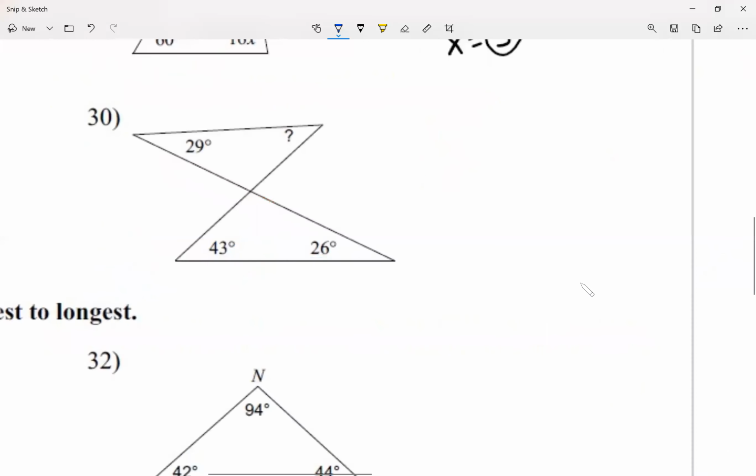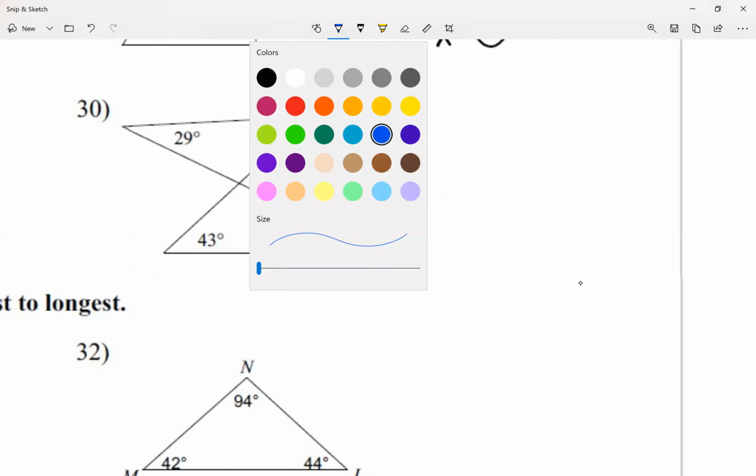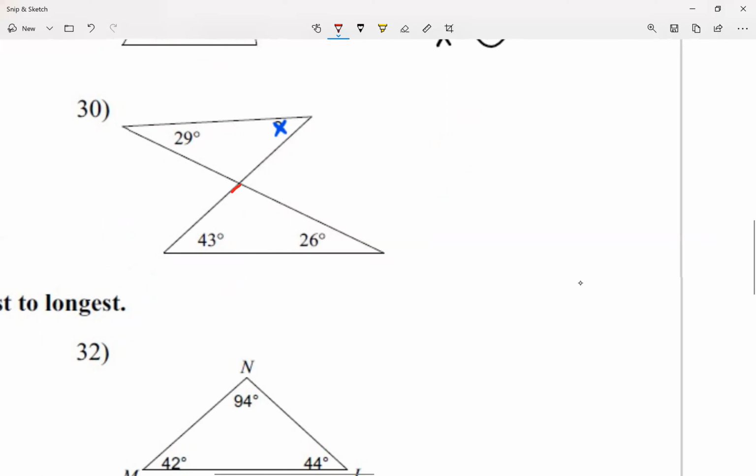All right, let's take a look at number 30. Let me look for the question mark, the angle that I'm looking for, and that question mark, let me replace it with an x. So I'm gonna solve for x. I'm going to start with a triangle that doesn't have an x. So I'm gonna start at this red triangle.